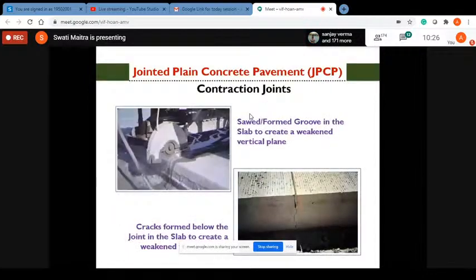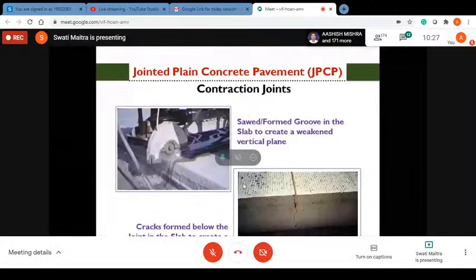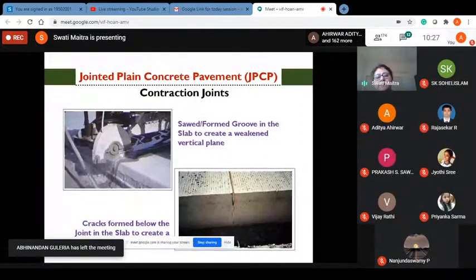So here are some pictures. You can see that this is a saw cutting machine, and after the construction it has to be cut, and it is not a full depth. As you can see here, it is up to 1/3 the slab depth. So saw cutting forms a groove in the slab to create a weakened vertical plane. And since it is weakened, a crack is developed. You can see here in this next picture that a crack is developed below the saw cut. So below the joint there is a crack. That's what we wanted. Otherwise, the crack may form at any other location, and there the dowel bars are provided.